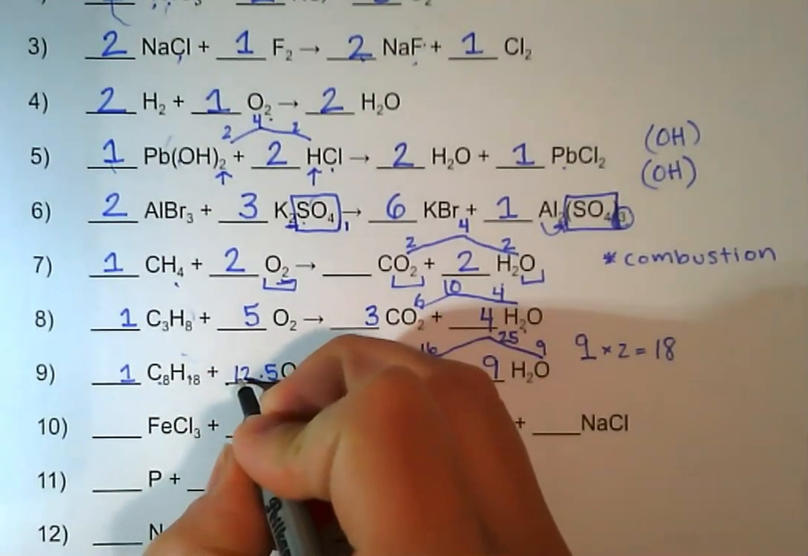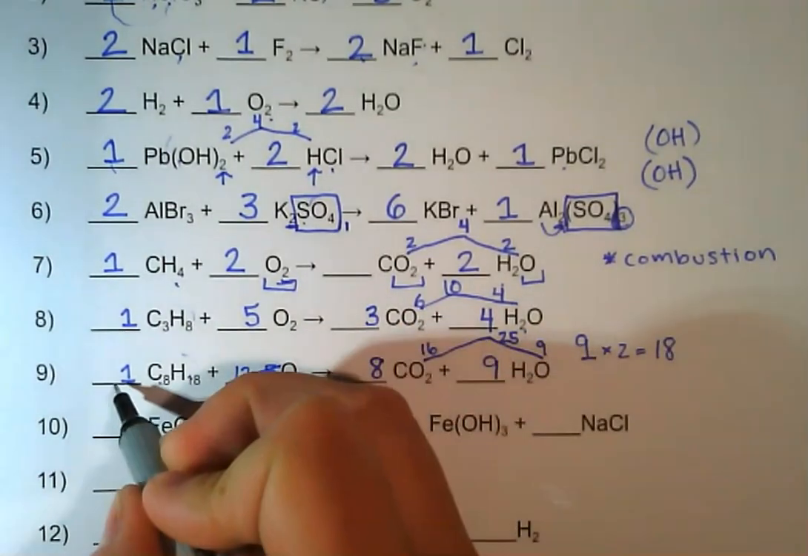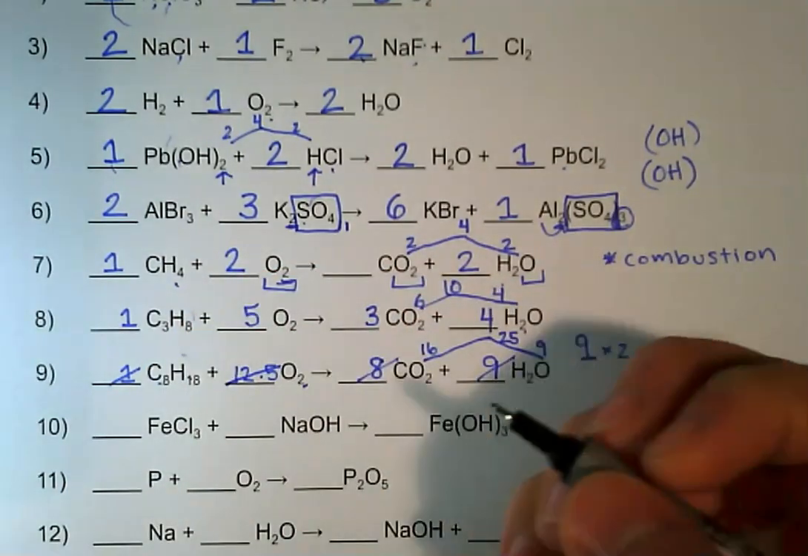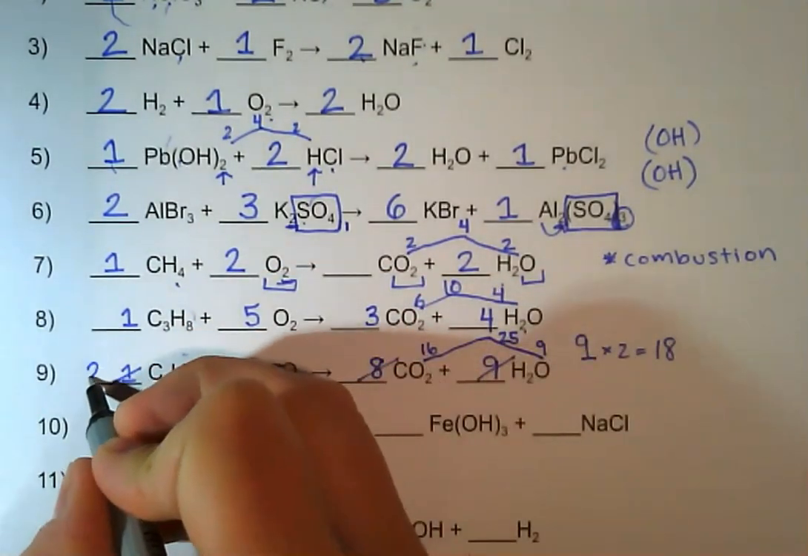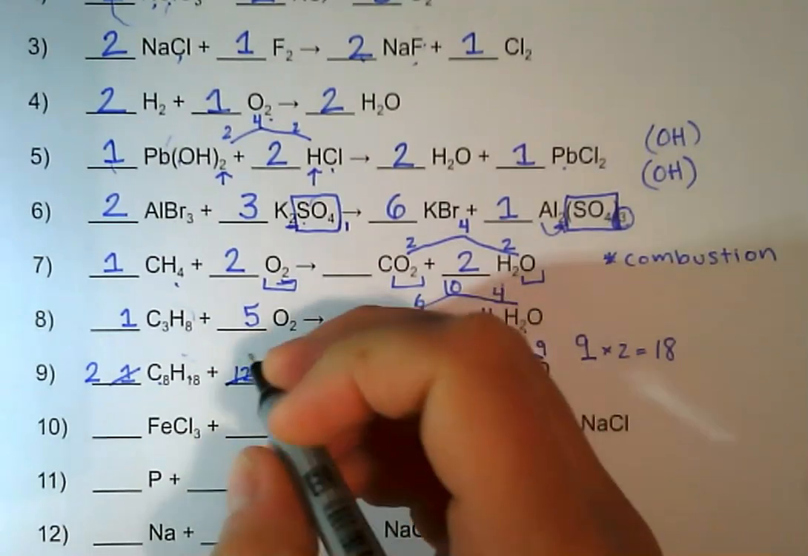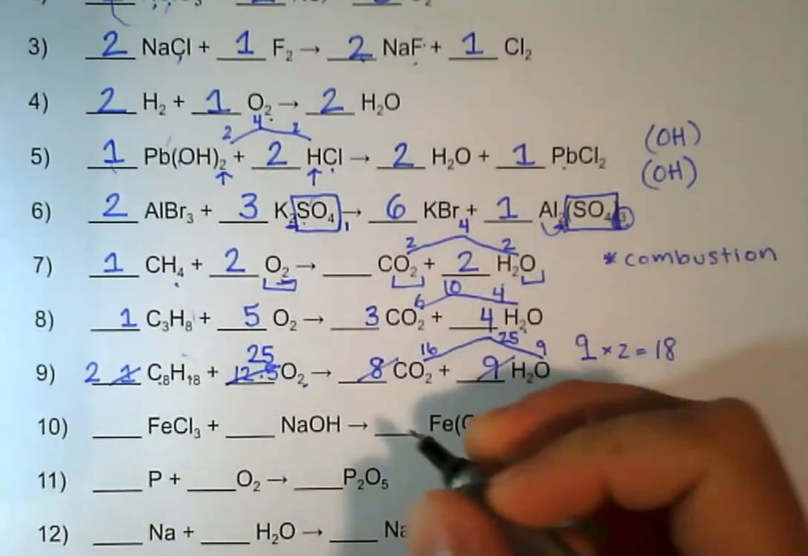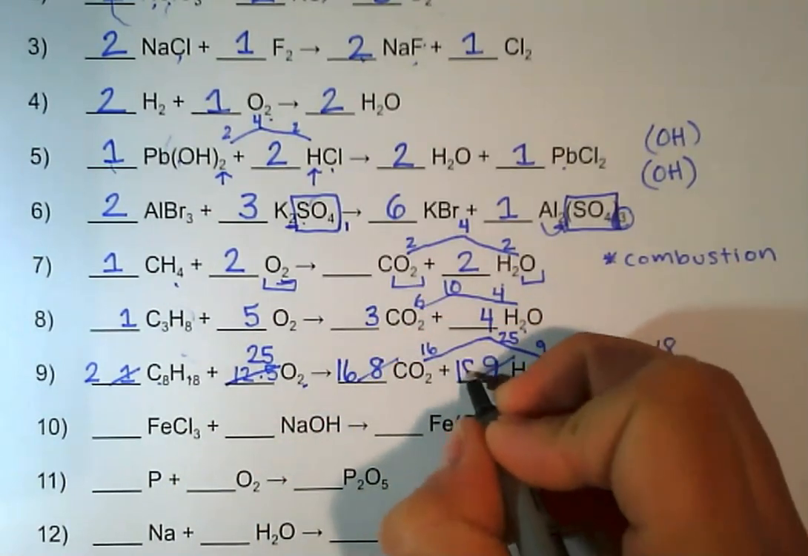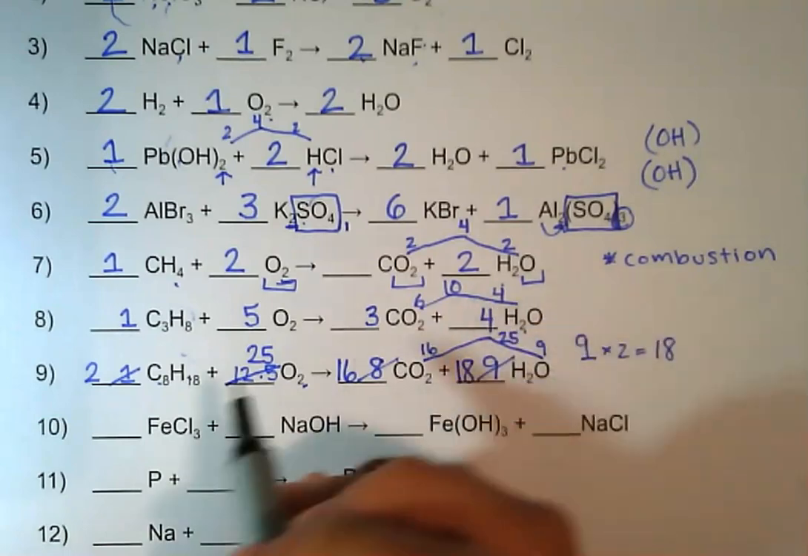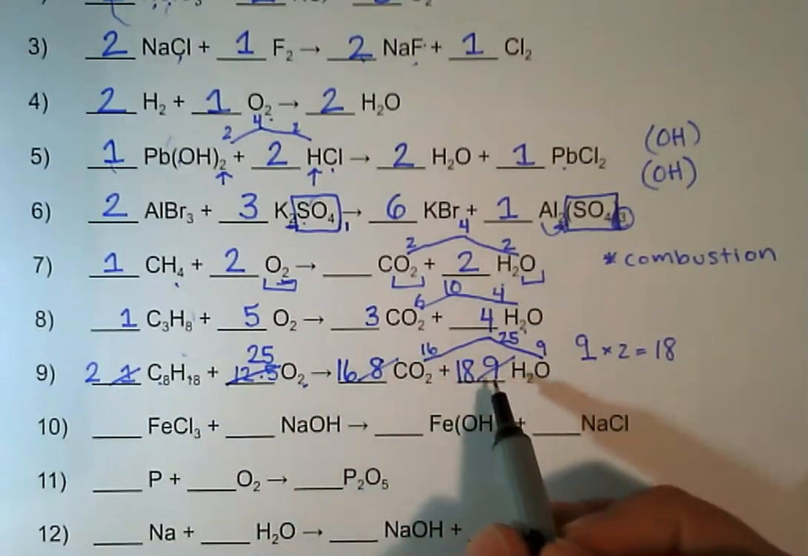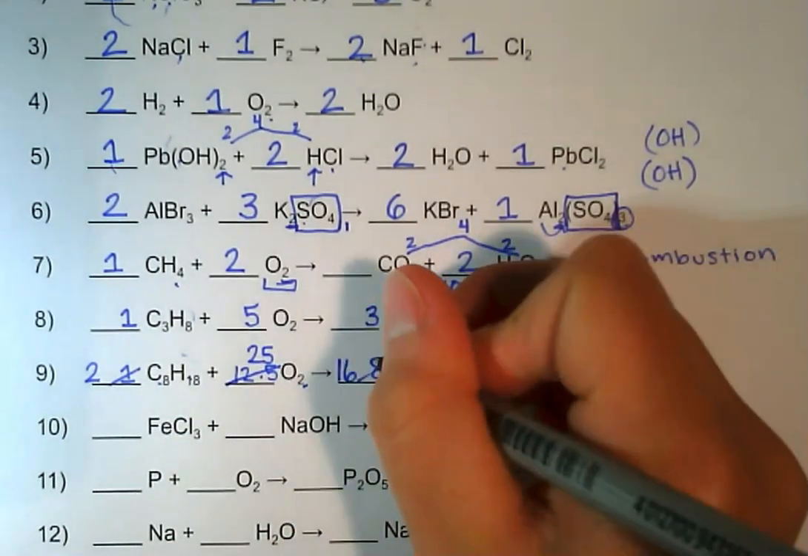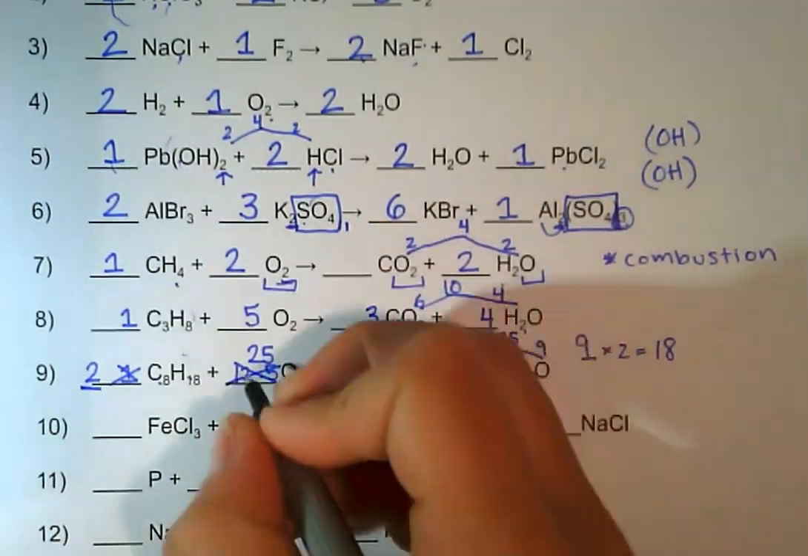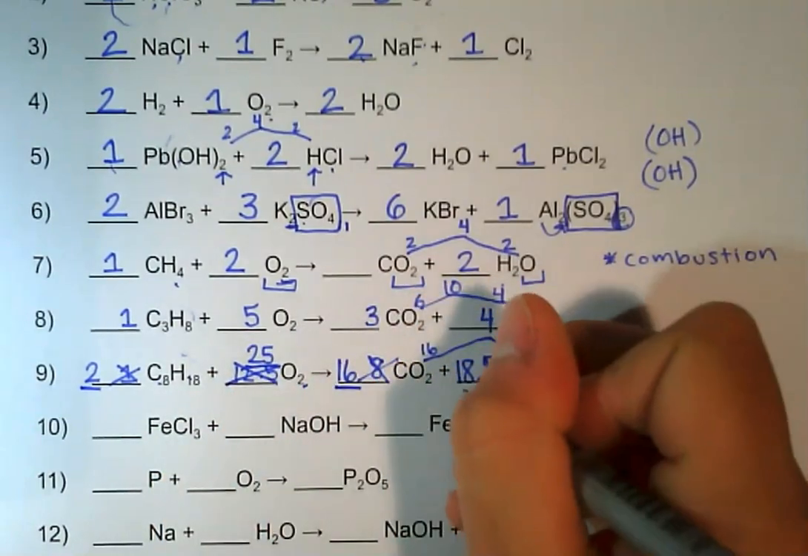So I'm going to multiply 12.5 by 2, but I'm also going to multiply 1 and 8 and 9 by 2. And so my new set of coefficients: 1 times 2 would be 2, 12.5 times 2 would be 25, 8 times 2 would be 16, and 9 times 2 would be 18. And so these are my final coefficients: 2, 25, 16, and 18. I'm going to go ahead and cross off my old ones so it's very clear which ones are the correct ones. 2, 25, 16, and 18.